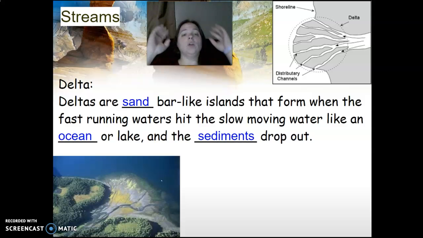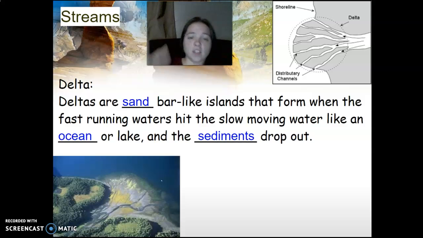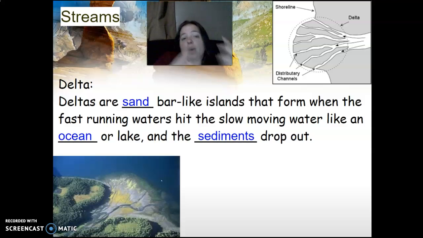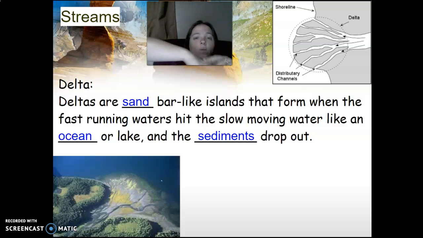So, in streams, you've got fast and you've got slow. When you've got fast water moving, it can pick up more and more particles and sediments. Say it's going downhill too, so it's even going faster, and it keeps going and going, and then it hits the ocean or the lake, which don't have a lot of movement in them.